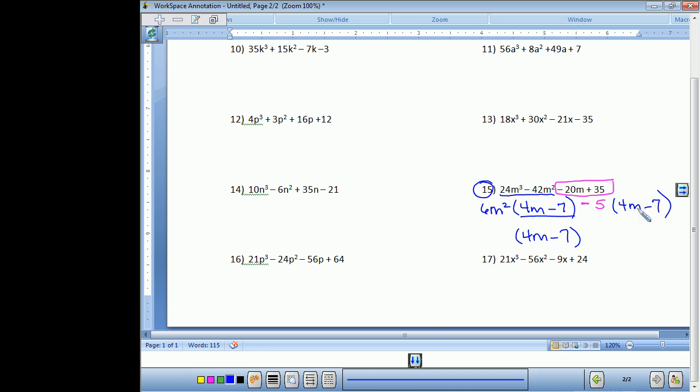So this part we always stick out in front. And then we group what's left. So this is left, and this is left, so that it gets grouped together.